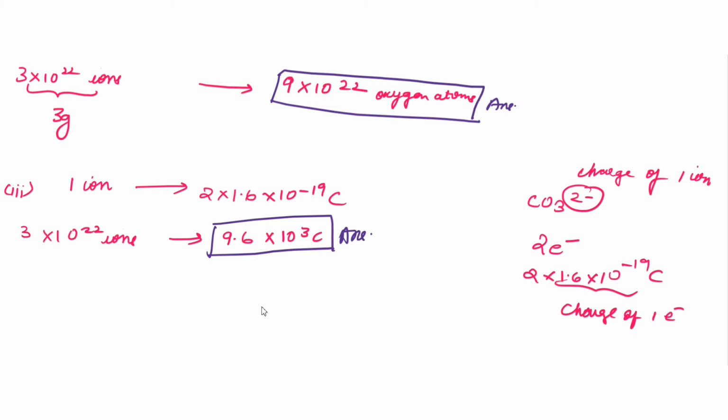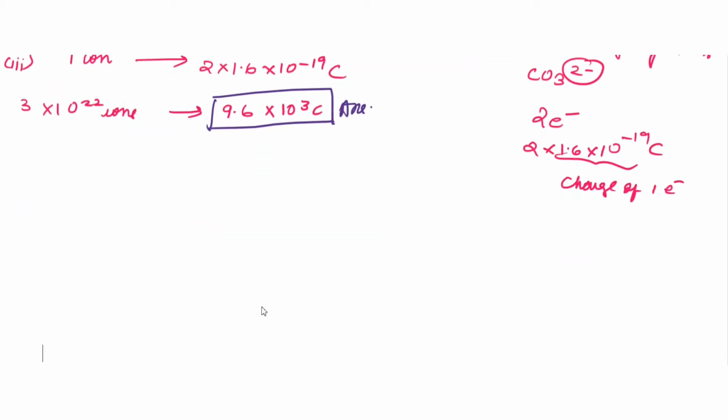So the first step in such types of questions is to find the number of moles. Then the first subdivision asked us to find the number of ions, which we found using the Avogadro number, and then from the number of ions we found the number of oxygen atoms, and we found the total charge present in that compound. Okay, so let's move on to the next question.